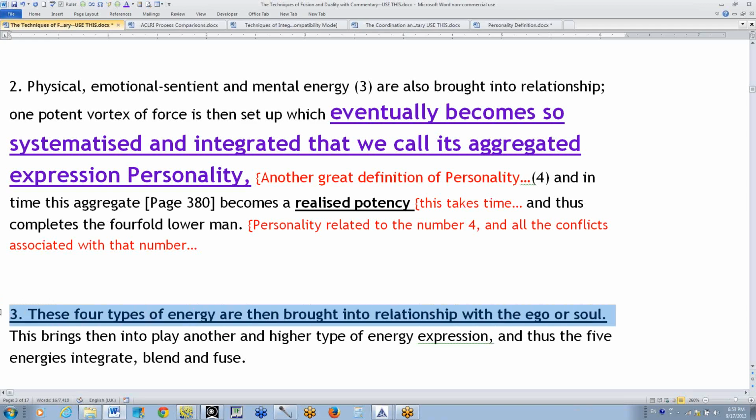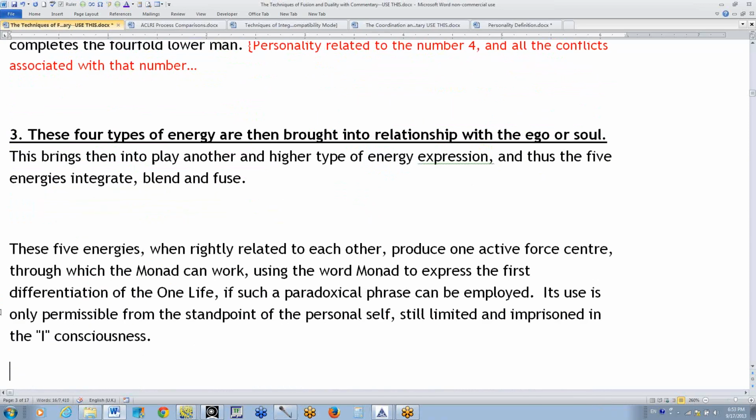He's really repeating for us what we already know, but it helps to have these statements brought into connection with each other repeatedly, so we really get the idea. This brings then into play another and higher type of energy expression, and thus the 5 energies integrate, blend, and fuse.